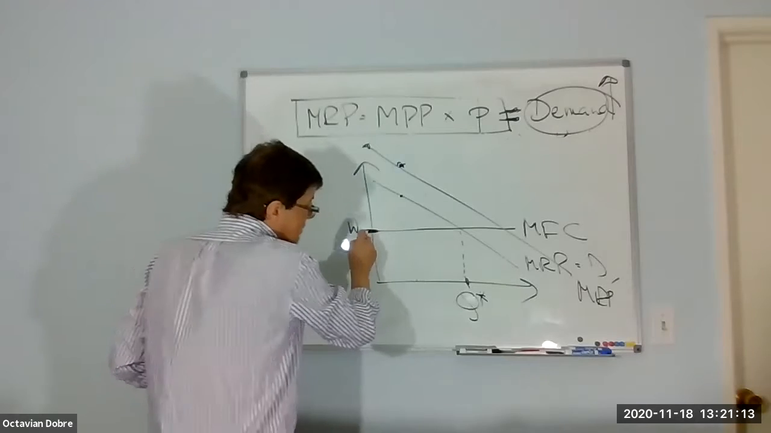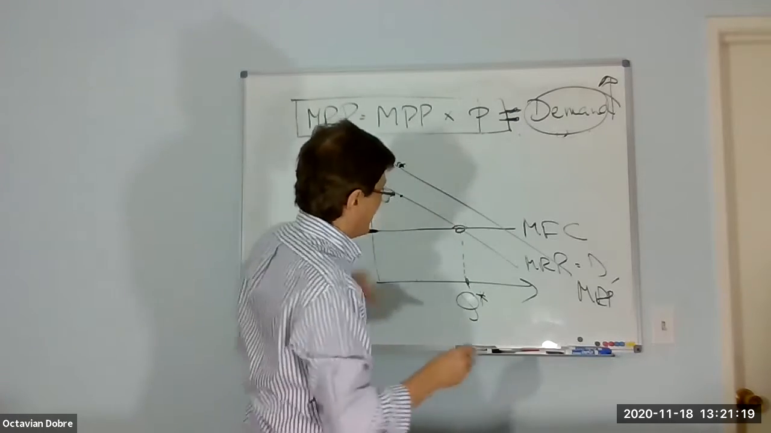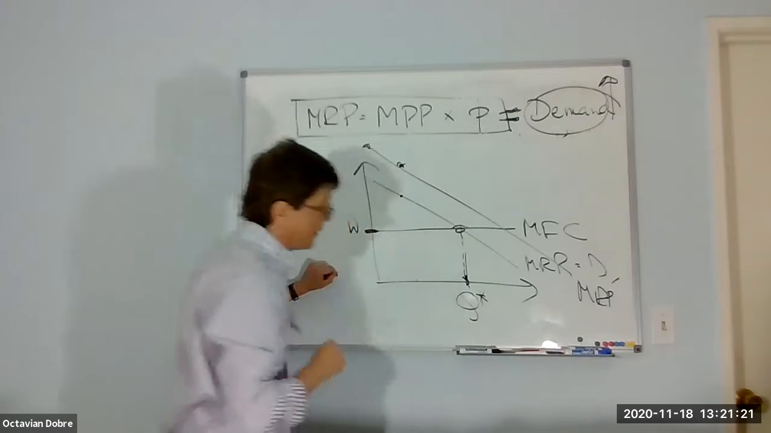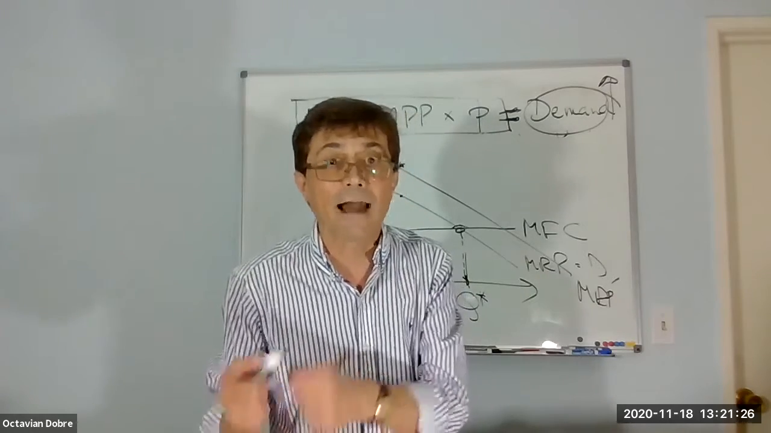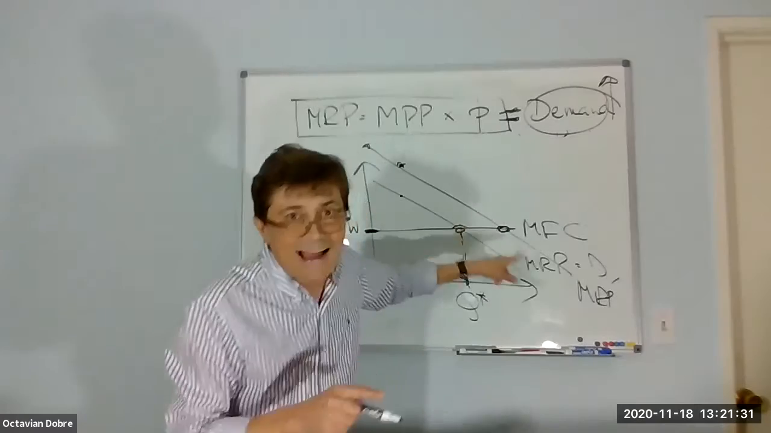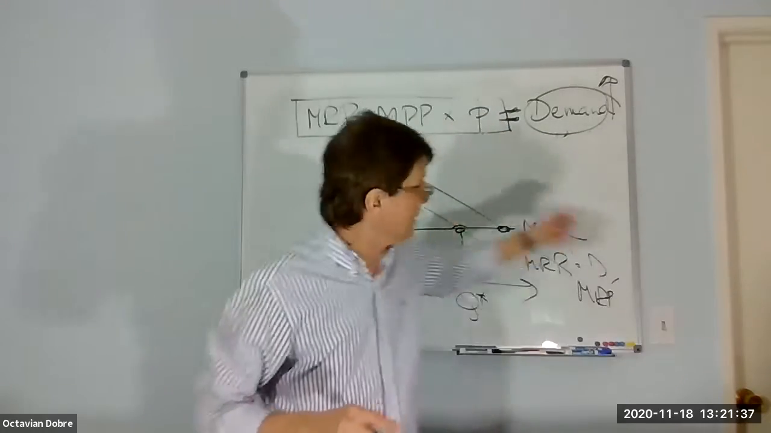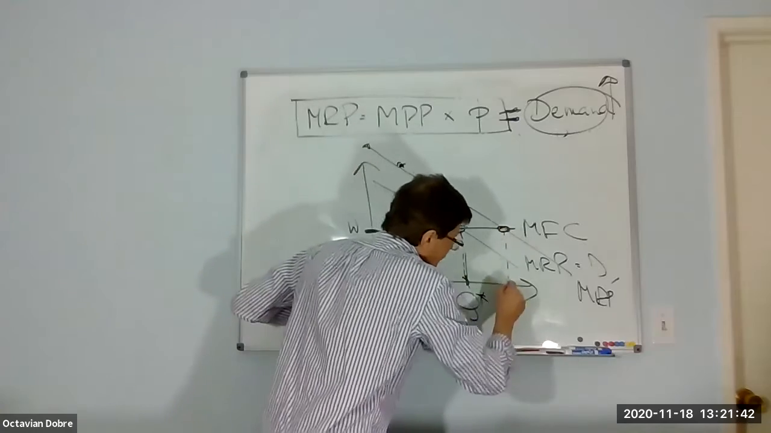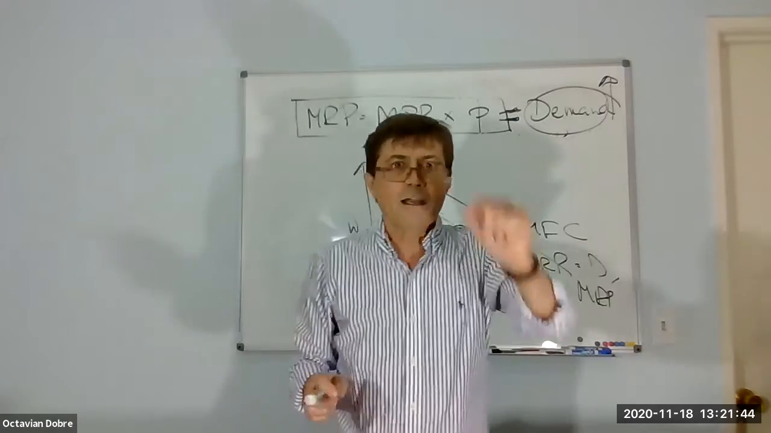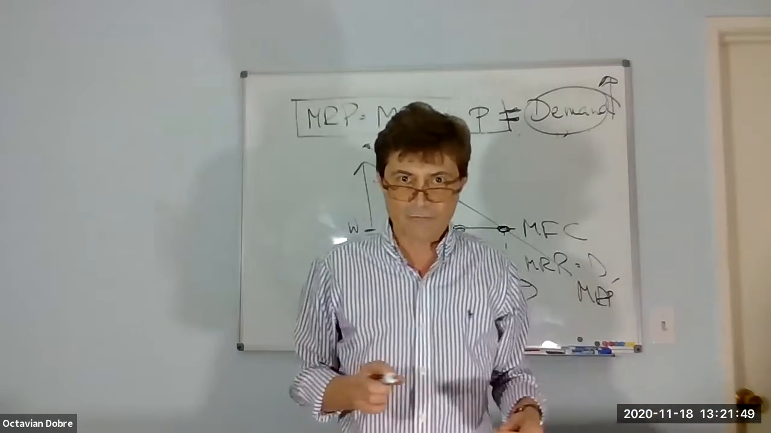So at this wage, before the price of the audit went up, the firm was willing to hire Q star workers. How many workers is the firm willing to hire now? More. They're going to hire to the point where marginal factor cost is equal to marginal revenue product, but this is a brand new marginal revenue product. So we're going to hire to where the contribution of the last worker is exactly equal to the contribution to the cost of the last worker, which is marginal factor cost.